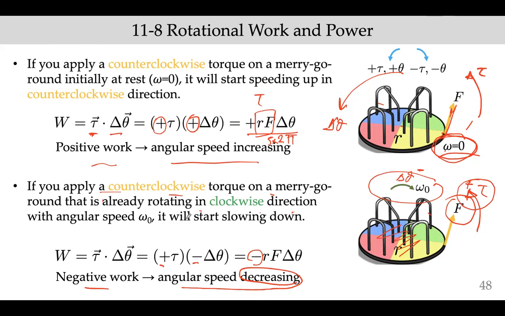Remember, work is, in the linear case, it was, or in the angular case, the change in kinetic energy. It's equal to change in kinetic energy. So if the work done is negative, then the change in kinetic energy is negative. That means kinetic energy is decreasing.